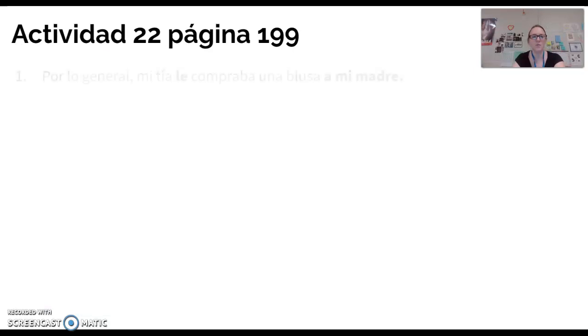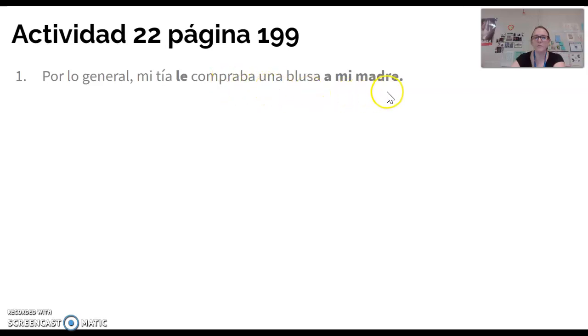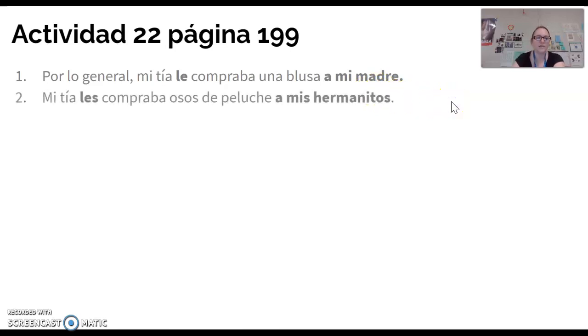All right. Number 1. Por lo general, mi tía le compraba una blusa a mi madre. And you could put una camisa. I don't care. Okay. So in general, my aunt used to buy a blouse for my mom. Since we have the le, we have to clarify who that le is by adding a mi madre. Number 2, mi tía les compraba osos de peluche a mis hermanitos. Because our IOP is les, we have to add this clarification. My aunt used to buy teddy bears for my younger siblings.